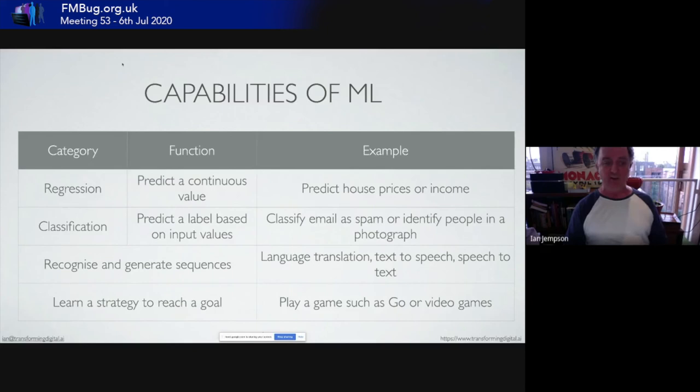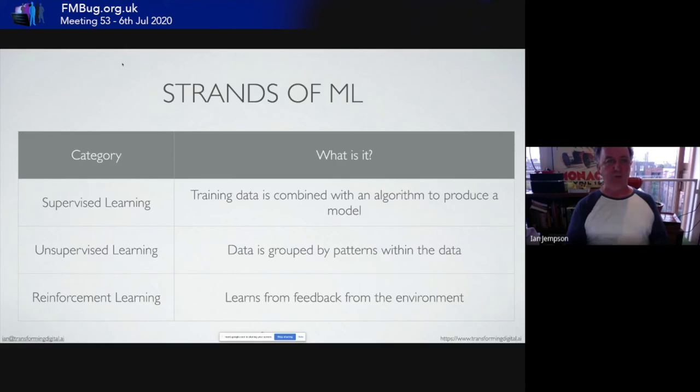And within that, we've really got three strands. Supervised learning, where we combine training data with an algorithm to produce a model. Unsupervised learning, where we group data by patterns contained within the data. And reinforcement learning, where a model will learn from the feedback from the environment. Primarily, we'll be looking at the first of those, models generated with training data.